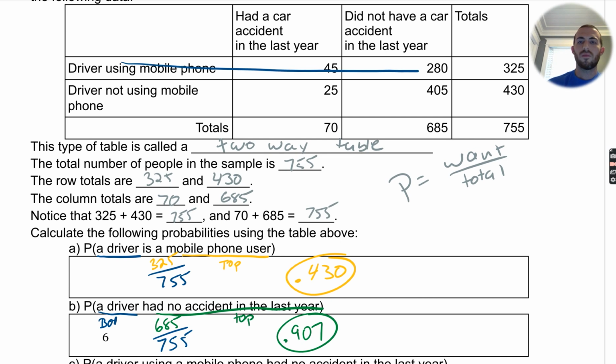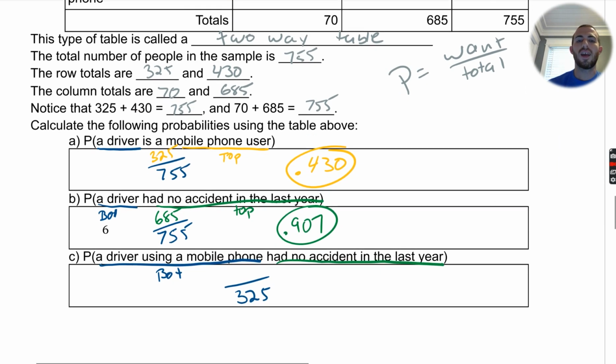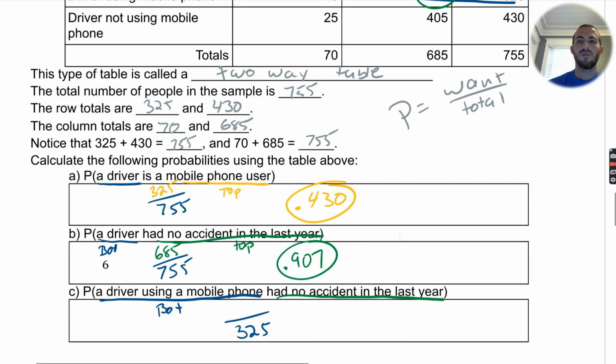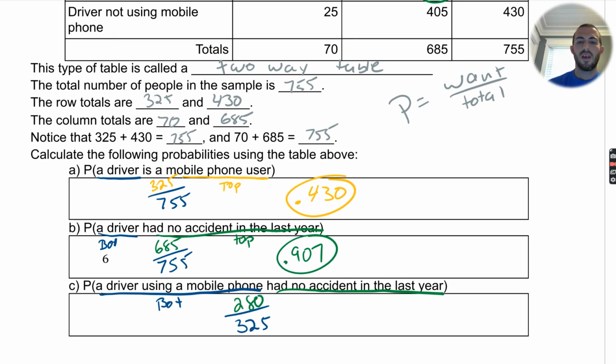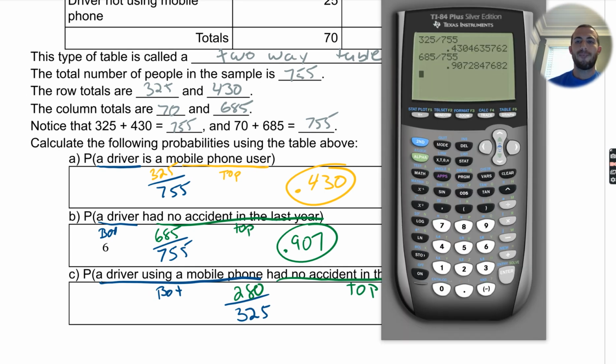So those are mobile phone. The 280 of the 325 did not get in an accident. So 280. That's got to be the top. To find the probability, we divide 280 by 325. So our probability is 0.861. The 5 rounds the 1 up to a 2, so it's 0.862.